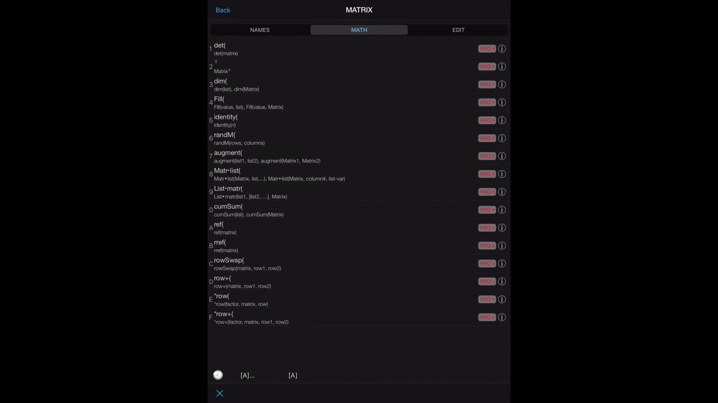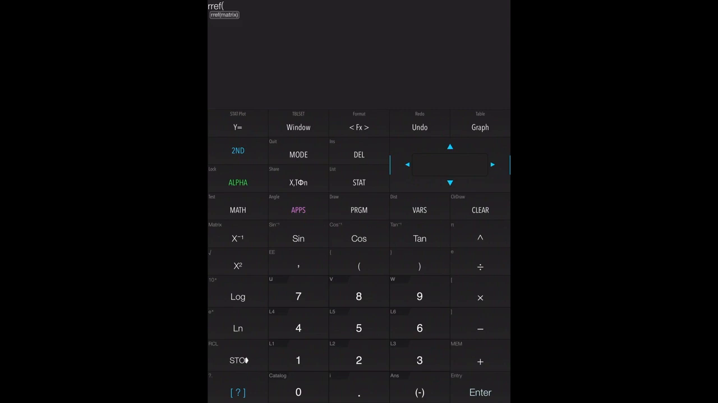RREF stands for Reduced Row Echelon Form. You want the one that has the 2 R's in it. The one that has just 1 R is called Row Echelon Form. The 2 R's stands for Reduced Row Echelon Form. The one with 2 R's is the one you want.